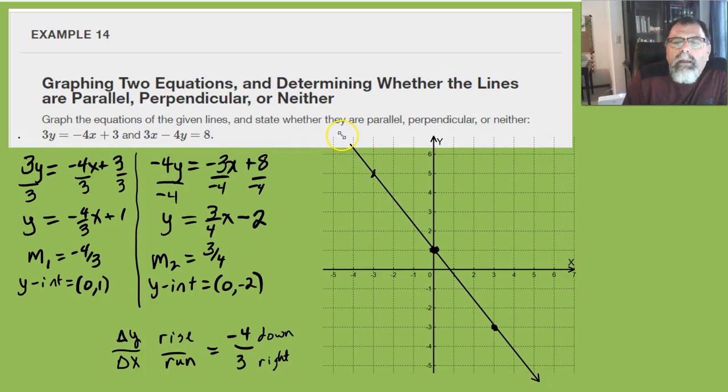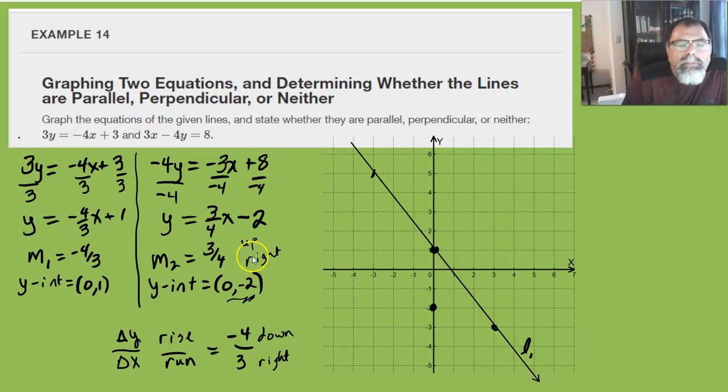Okay, so there's my line 1. That's line 1, I'll just put L sub 1. Okay, line 2. My y-intercept's (0, -2). So I start there, and I'm going to count rise over run, 3/4. So I'm going to go up, right.